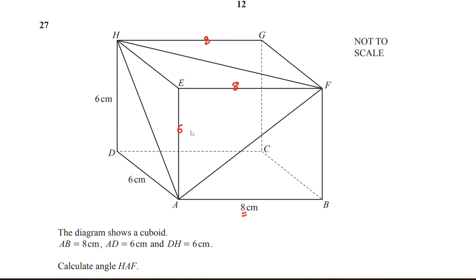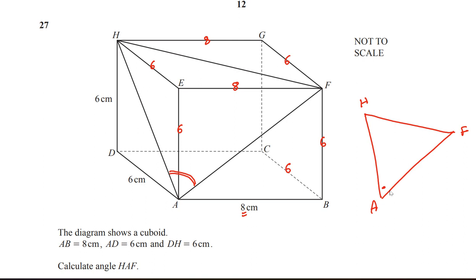And this is for sure 6. Okay, what he needs is to calculate the angle HAF, this angle. I will take this triangle outside like this. If I want to calculate this angle and it is not a right-angled triangle and there are no angles, I will use the cosine rule.